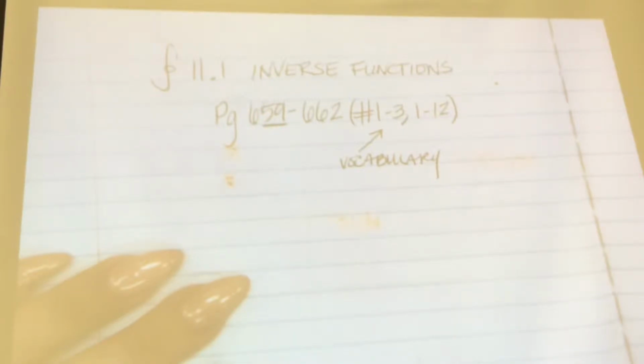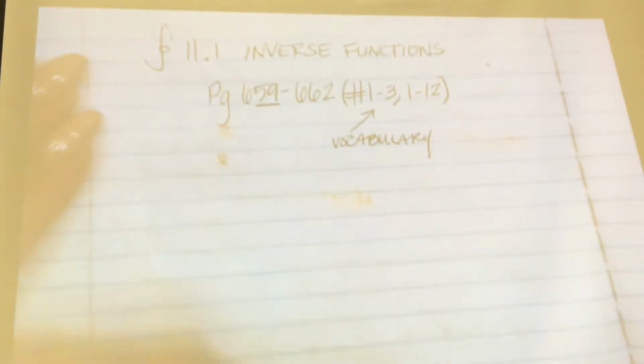We're going to talk about something that's invertible. That means it has an inverse. Okay? All right. So those are the three words that we're going to be going over today. Let's go back to math 1.